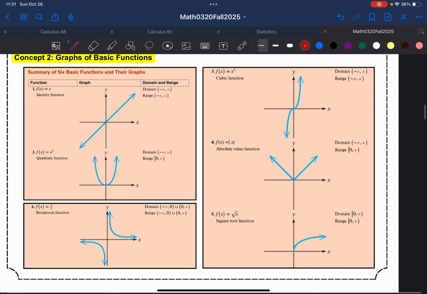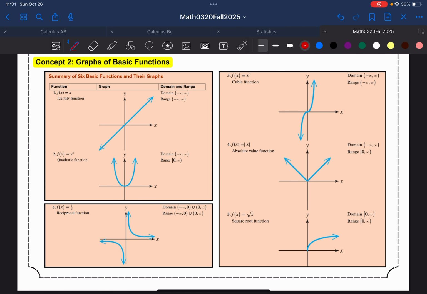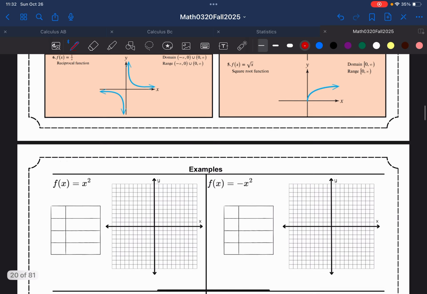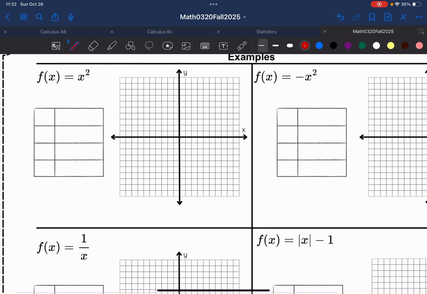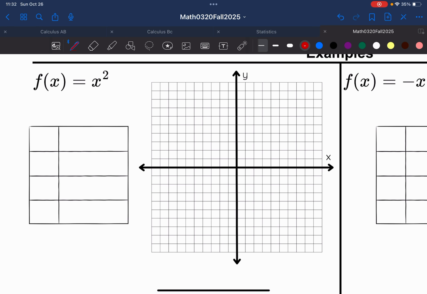Okay, here are the graphs of some basic functions. I went over them briefly in class. I would just make sure that you memorize the basic shape of each one. The basic shape of each one is going to help you when you are graphing and plotting your own from points. So for example, we have f of x is equal to x squared. If I was asked to plot this onto a graph, they're not going to give me any points to use, so I'm going to have to pick my own points.